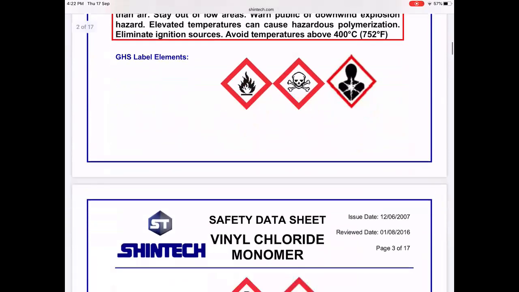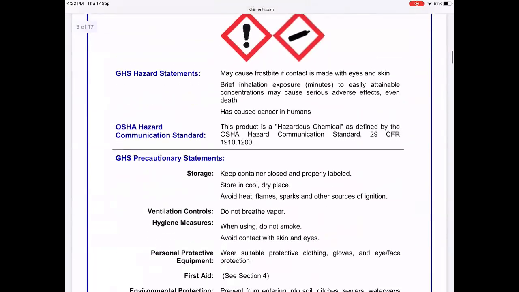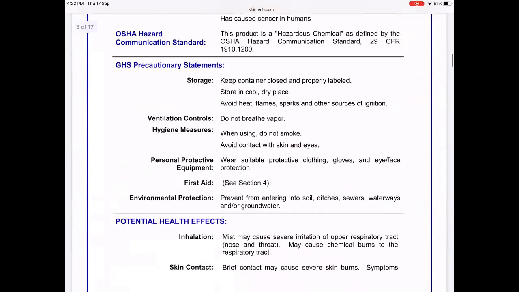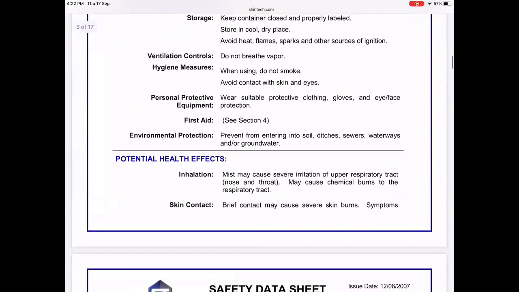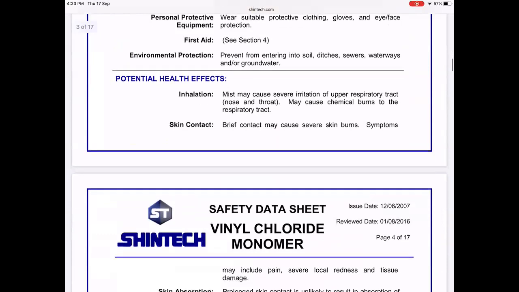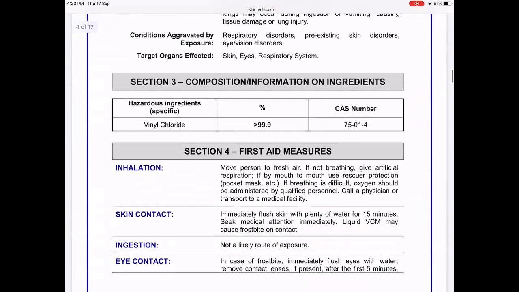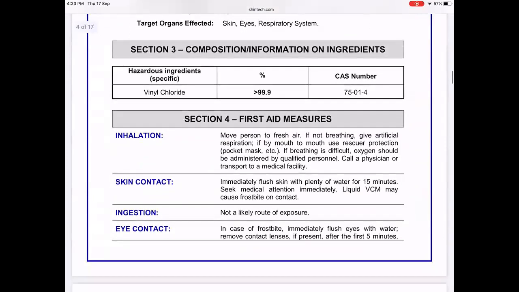So this is Section 2, and it does talk about storage, ventilation, first aid, and potential health effects. It's all in here. Okay, Section 3 talks about the chemical composition. What are they made of? Section 4 talks about first aid measures.